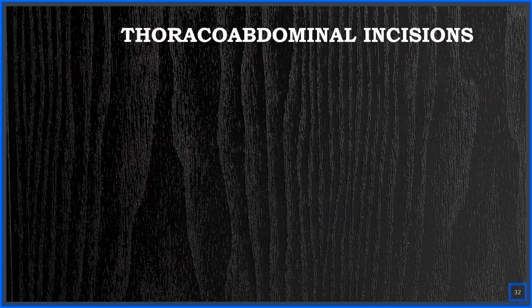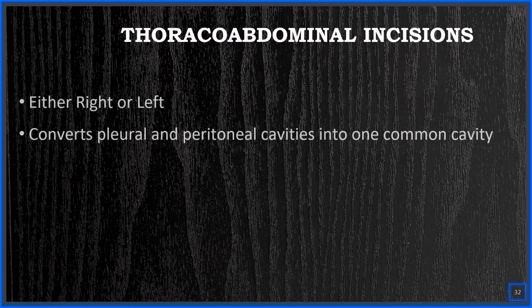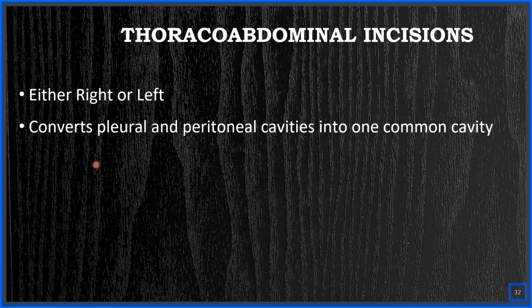These incisions are not only confined to the anterior abdominal wall, but they are going to extend to the thoracic region. So it can be either on the right side or the left side. The incision will convert the pleural and the peritoneal cavities into one common cavity. So that is the thoraco-abdominal incisions.